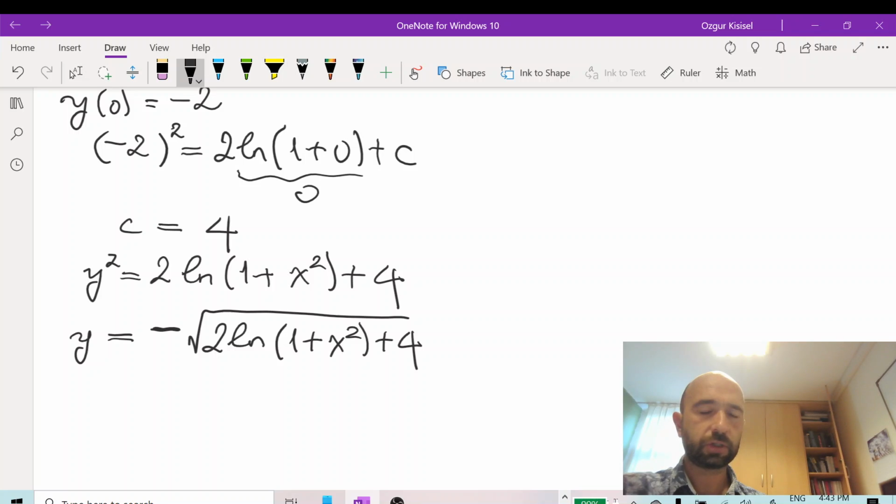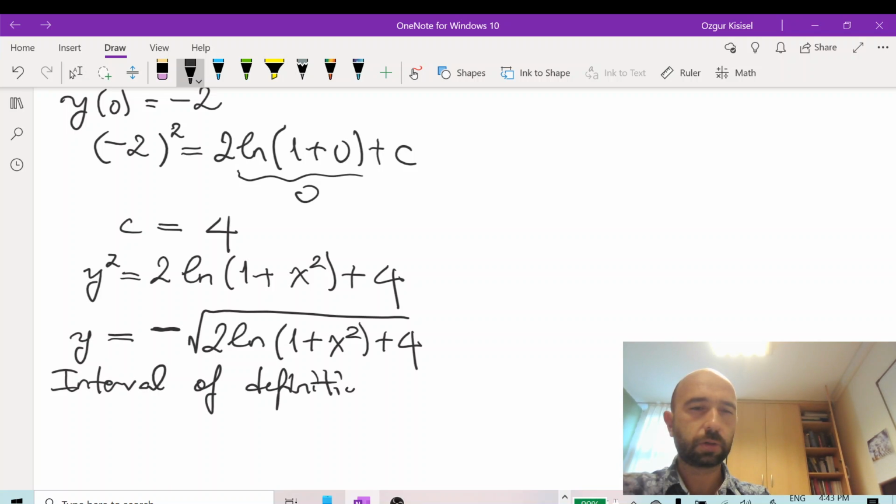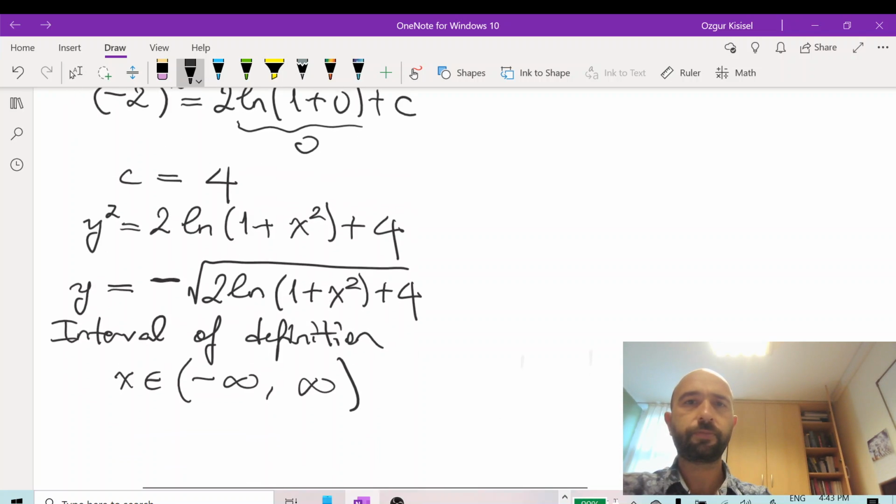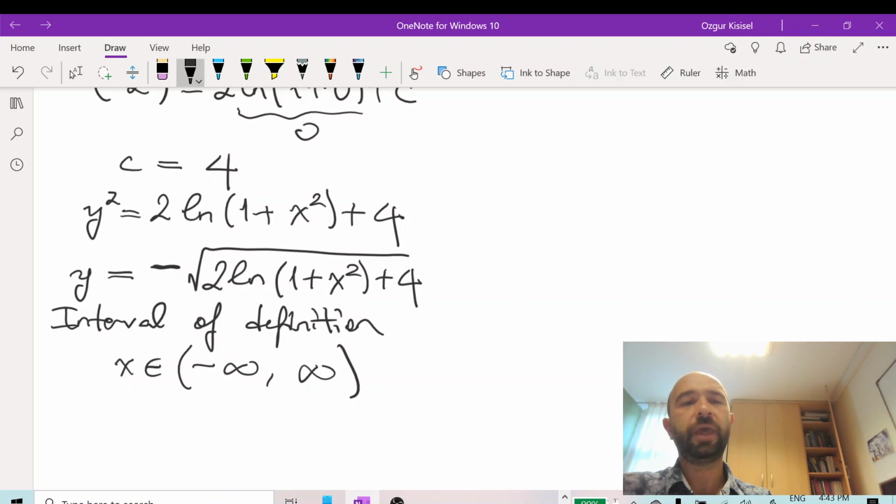Maybe as a side note, let's also note that the interval of definition of this solution is the whole real line, minus infinity to infinity. This is because any value of x makes the inside of the natural logarithm greater than 1. Therefore, the result of the natural logarithm is positive, and that's enough to make the inside of the square root positive.